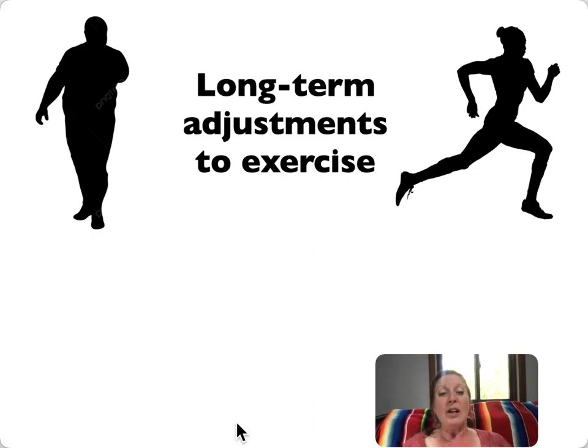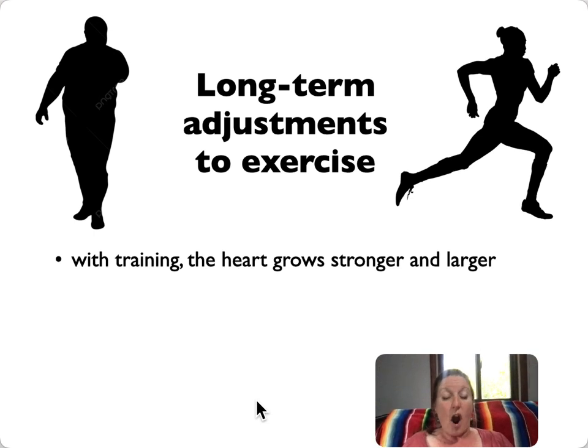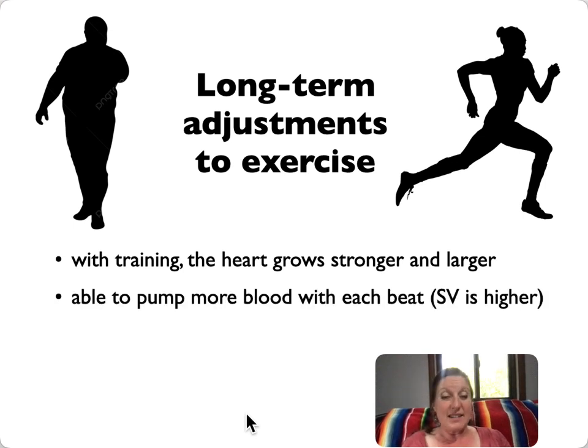Now, if we look at long-term adjustments to exercise, and compare the body of a trained athlete and someone that's not a trained athlete, with training, the heart actually becomes larger and stronger, just like any other muscle. The more work you ask it to do, the stronger it becomes in order to do that work. Because the ventricles in particular are stronger, they are able to pump more blood with each beat. That means the stroke volume is higher, even at rest. The heart's so strong it can't help but pump out more blood each time, even if you're not exercising.